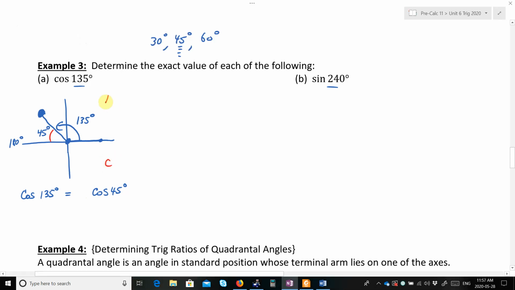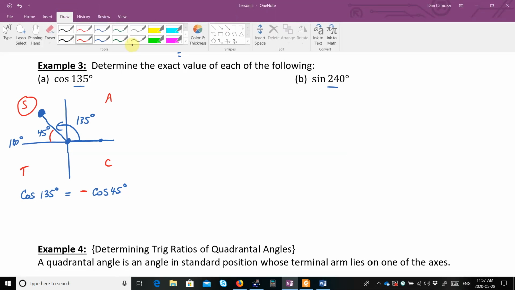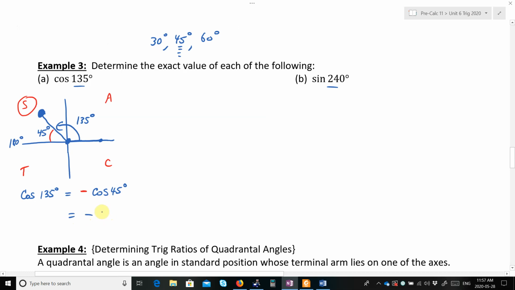And so if I write the CAST rule, the only trig ratio that is positive in quadrant 2 here is sine. So it would have to be that cos of 135 is equal to negative cos of 45. And cos of 45 degrees is 1 over root 2 from the special triangles. We'd have to look at the special triangles again. It goes 1, 1, root 2, 45, 45, 90, and you can see that cos of 45 degrees would be 1 over root 2. And since it's the negative of that, we would put a negative in front.